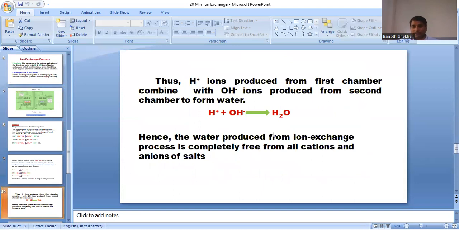This is about the ion exchange process. I hope you all understood this session. If you have any queries, we are ready to discuss them.